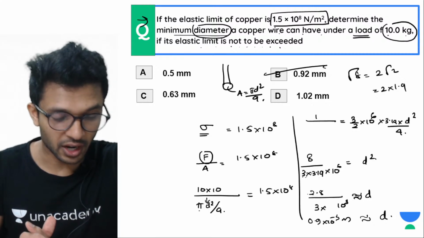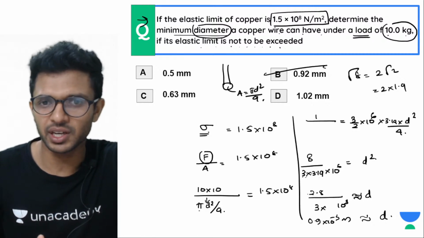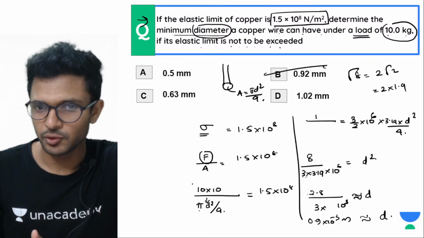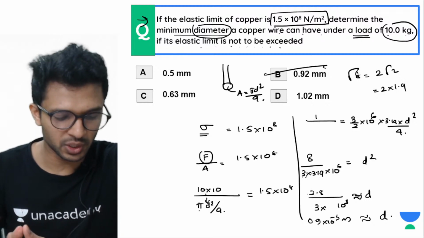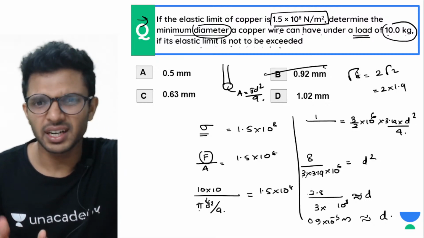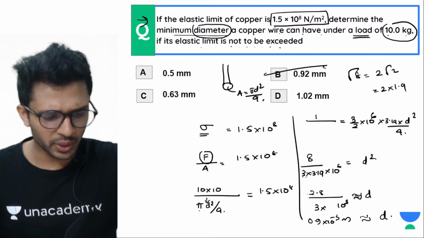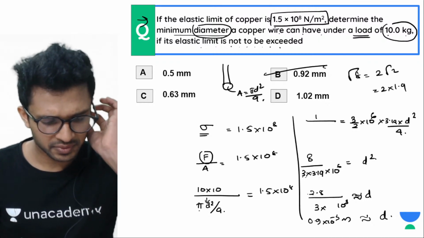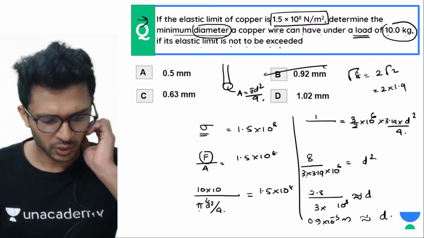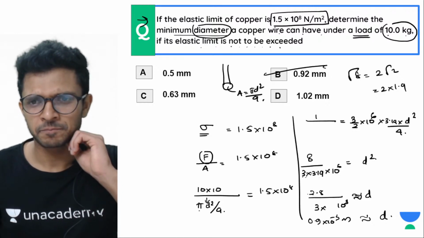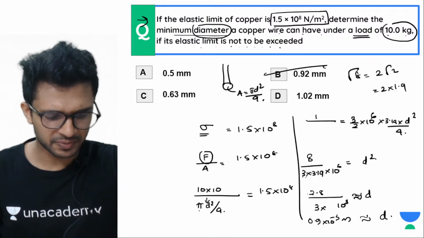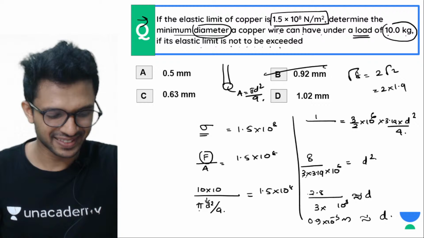Sigma is force by area, force is given, area is given, substitute the values, just कट करके आंसर कर ले. इसमें इतना was a question tough मेरा बच्चा लोग? क्वेश्चन टफ था? टफ थोड़ी ना है, छोटू प्रॉब्लम था.